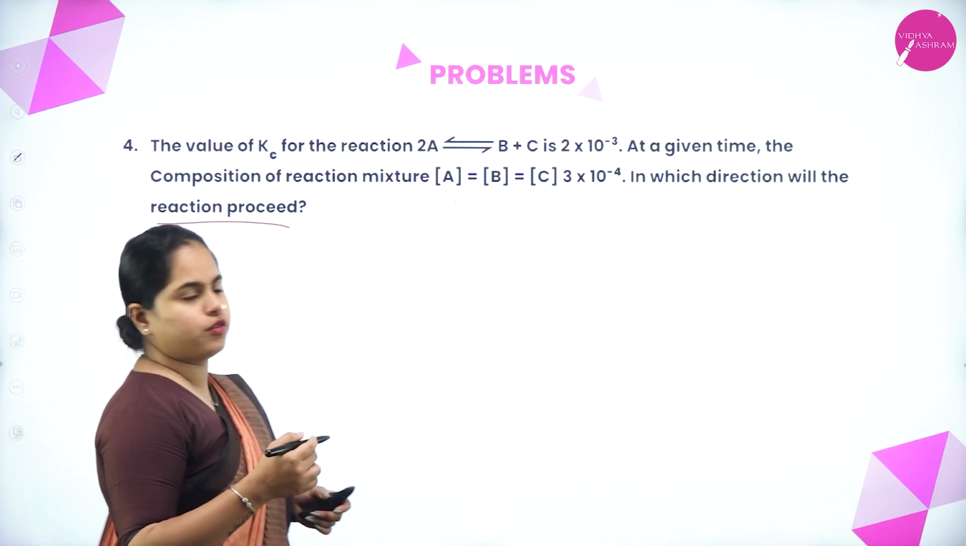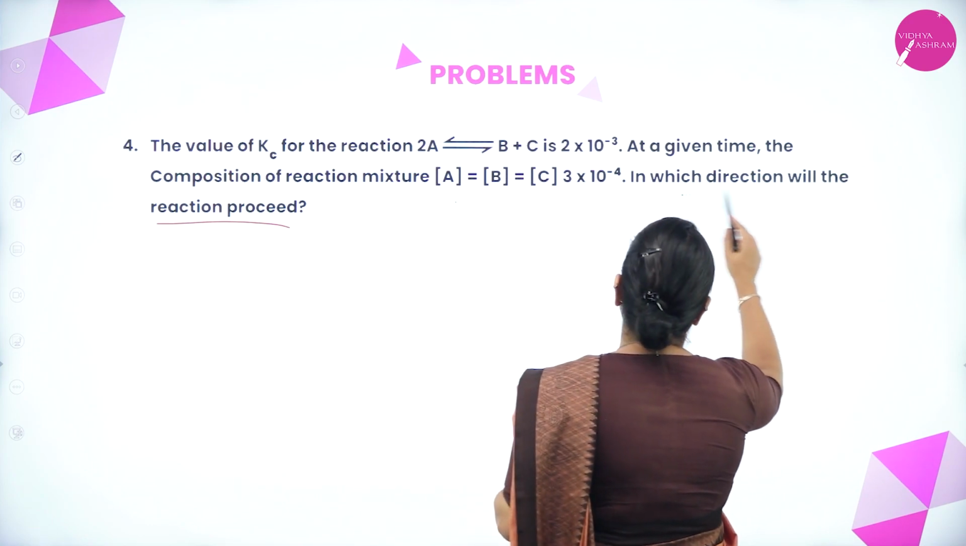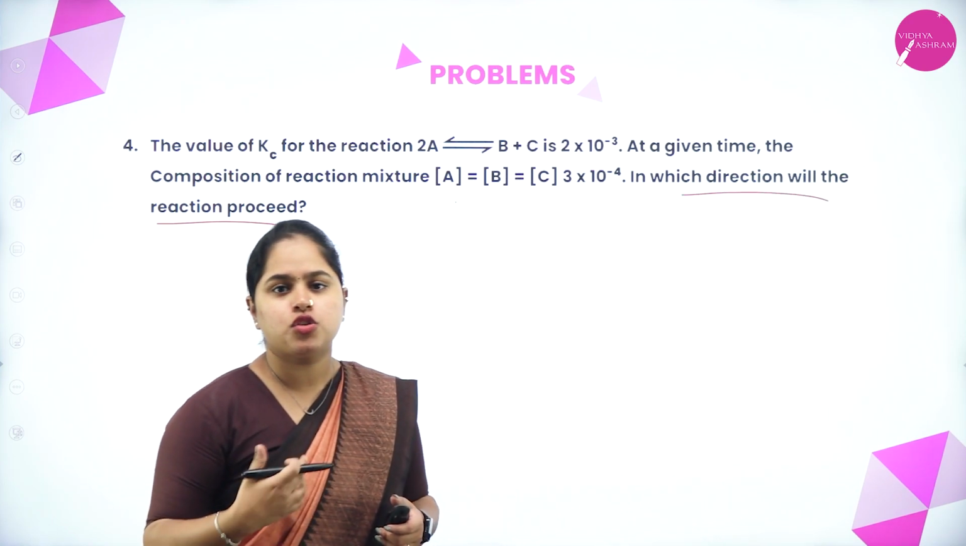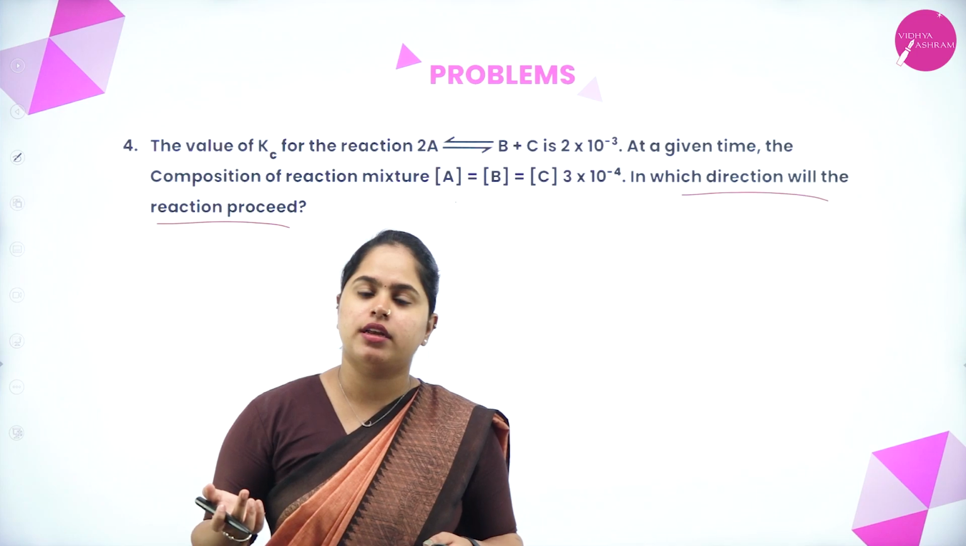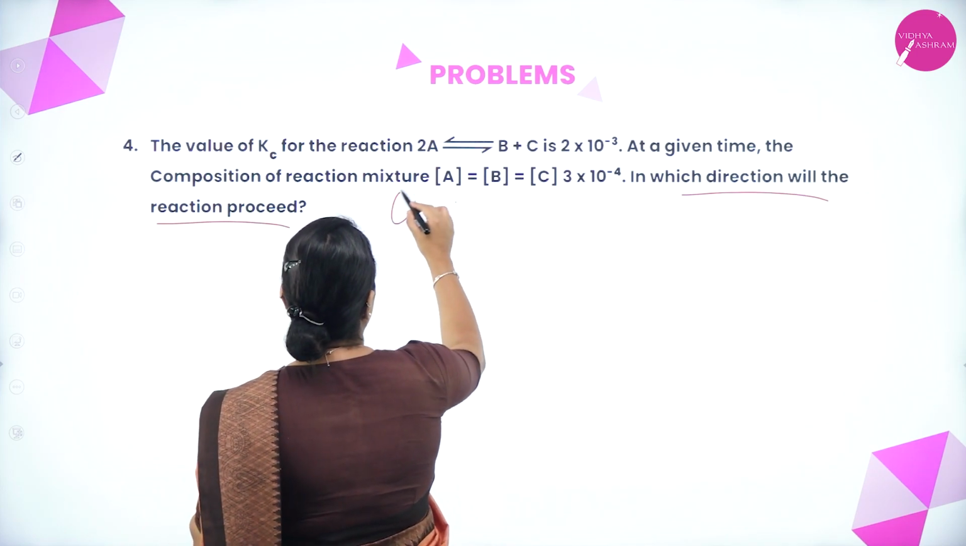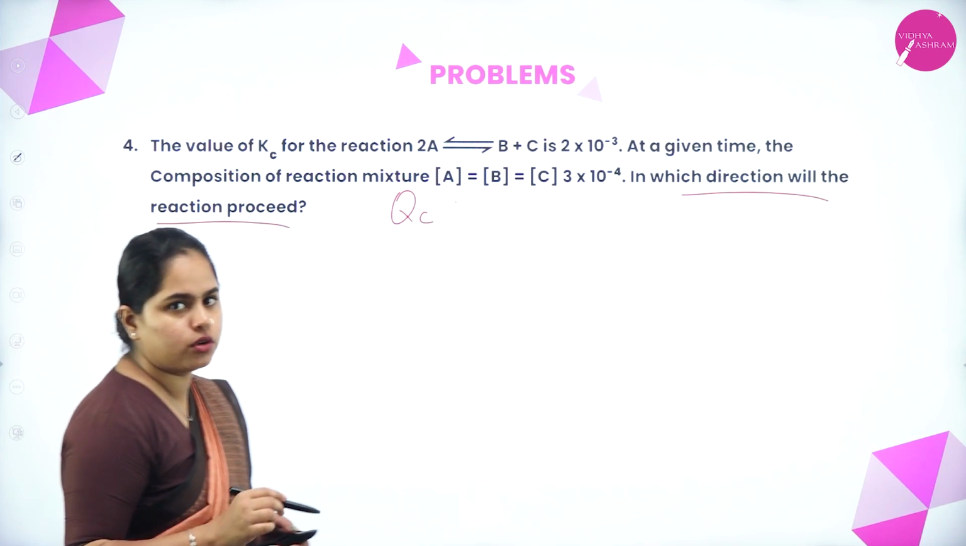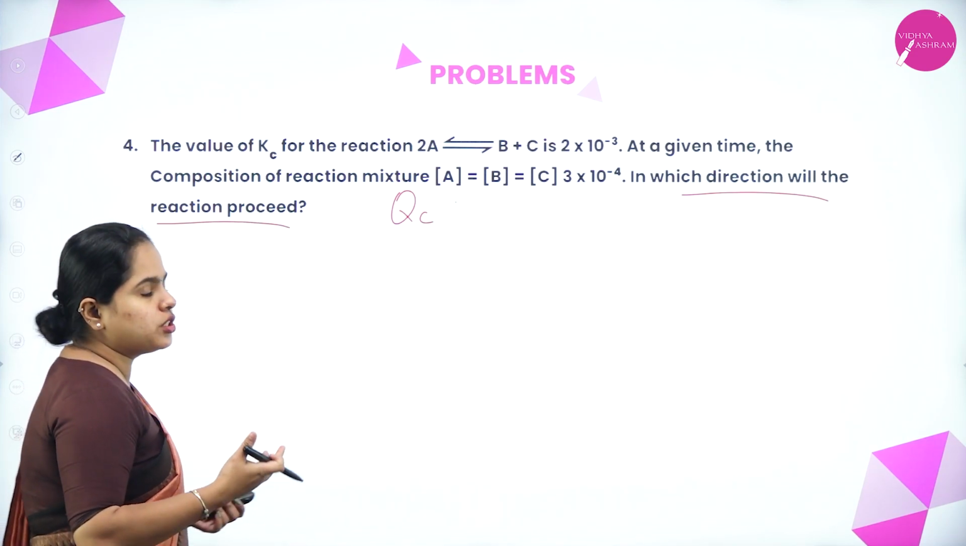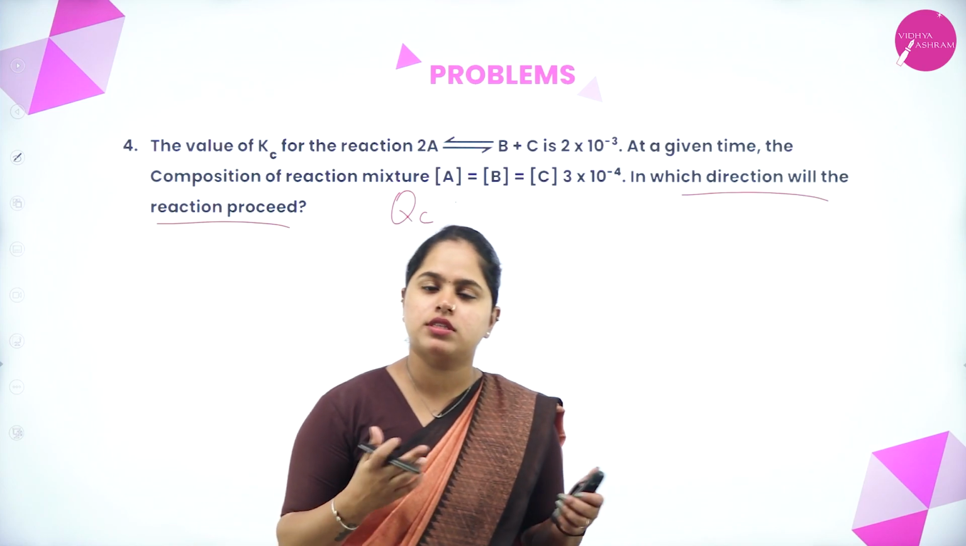So it's a different type of question. In which direction will the reaction proceed? So how can you identify in which direction the reaction will proceed? For that, you have to calculate something. What is that? It is Qc, right? Reaction quotient you have to calculate, right? So reaction quotient and equilibrium constant, what is the difference between them?